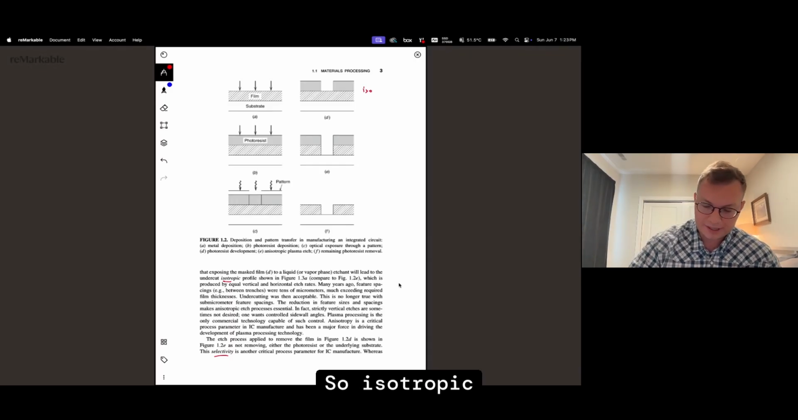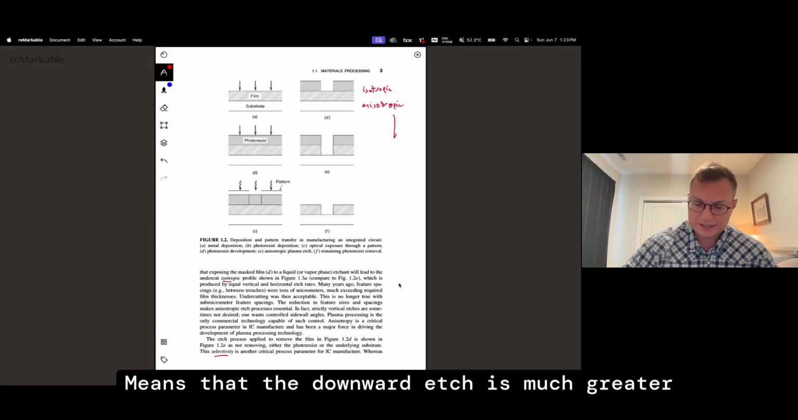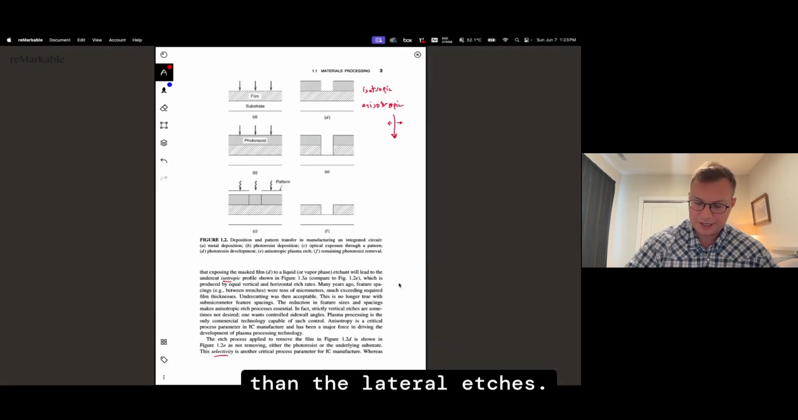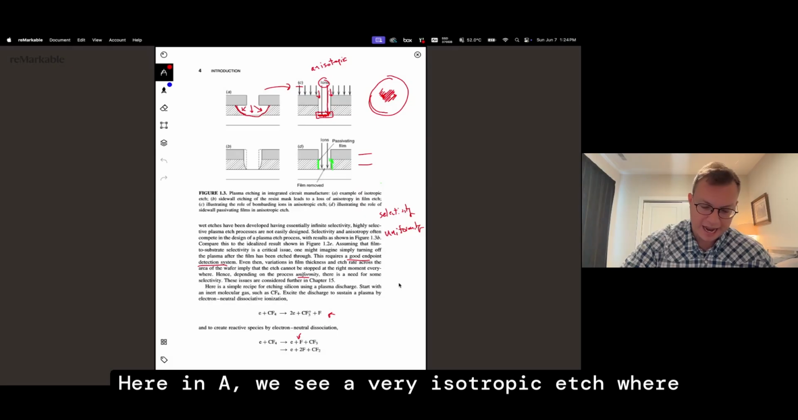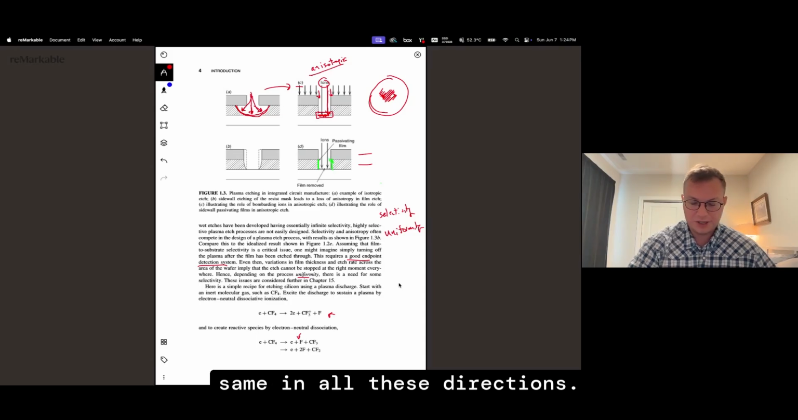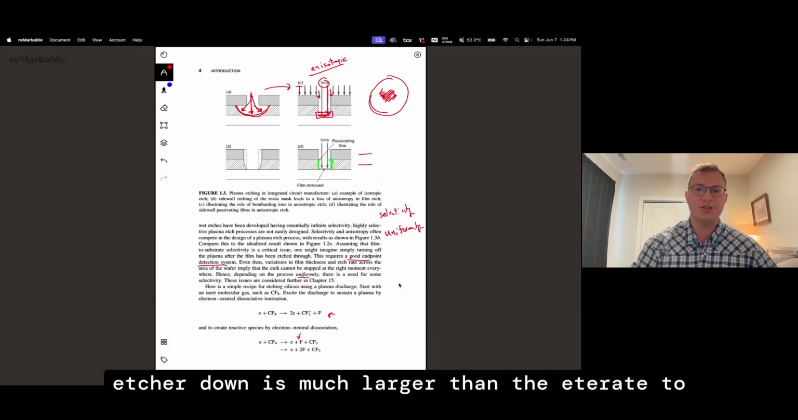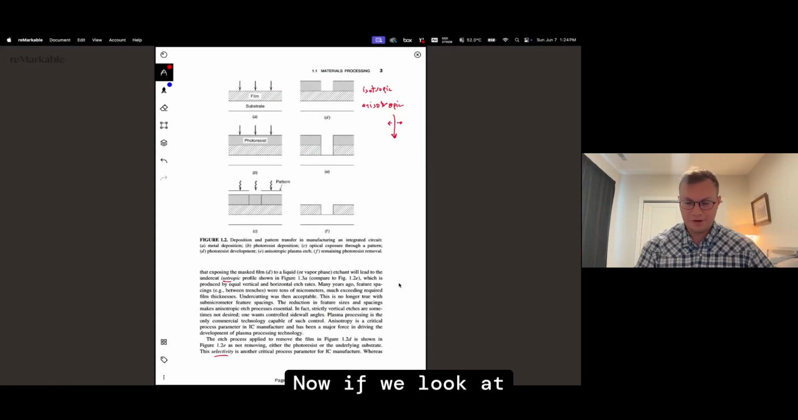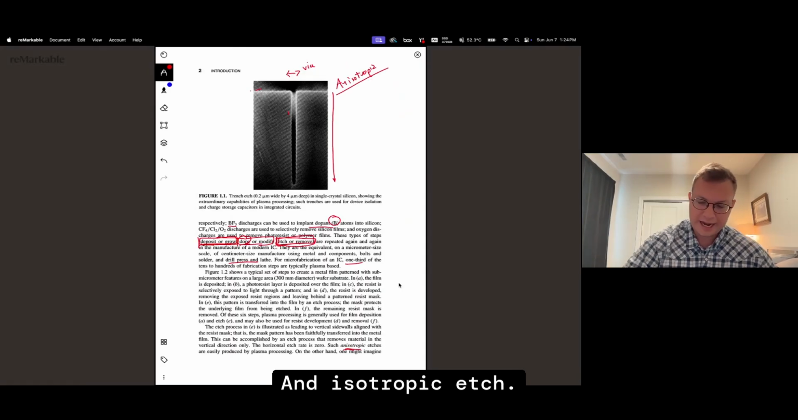So isotropic just means that the etch is equal in all directions, while anisotropic means that the downward etch is much greater than the lateral etches. And if we look at figure 1.3, we see the difference. Here in A, we see a very isotropic etch where once the etchant comes in, it's going to go the same in all these directions, versus an anisotropic etch, where the etch rate down is much larger than the etch rate to the side. Now, if we look at figure 1.1, we see here this is clearly an anisotropic etch.